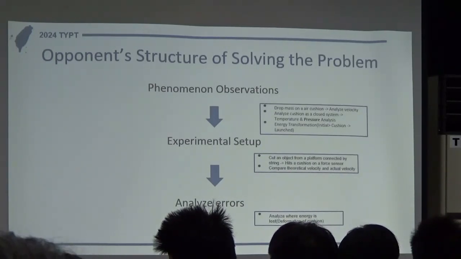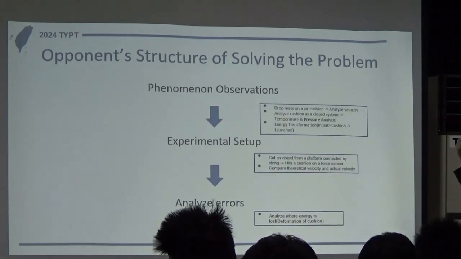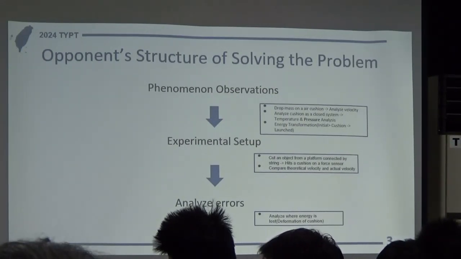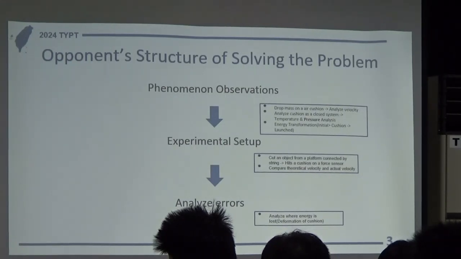First, they had their phenomenon observations. For example, they dropped objects on the air cushion and analyzed the velocity. They analyzed the cushion as a closed system using temperature and pressure analysis with the ideal gas law. And they also considered energy transformation.